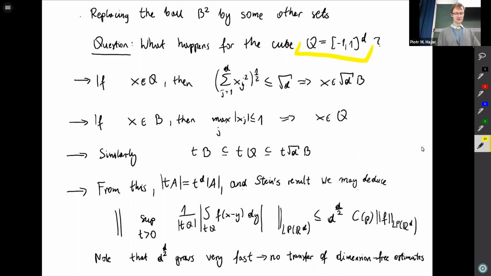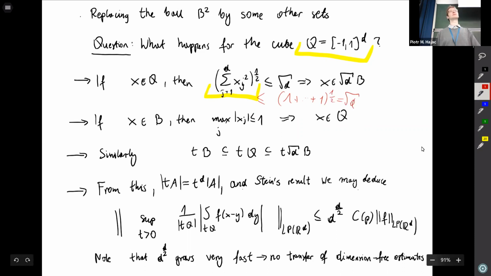Okay, so if x is in Q, and we consider the Euclidean norm of x, then each of the summands here, x_j, is smaller than 1, because I said that x is in Q. So it means that x_1, x_2, etc. are smaller than 1. So we have 1 plus 1 plus 1, d times, and then this gets raised to the power 1/2. So what happens is the square root of d. So if x is in the cube, then x is also in the Euclidean ball of radius square root of d. So you see that there is a comparison from going from one set to the other, but you use a square root of d in the process.